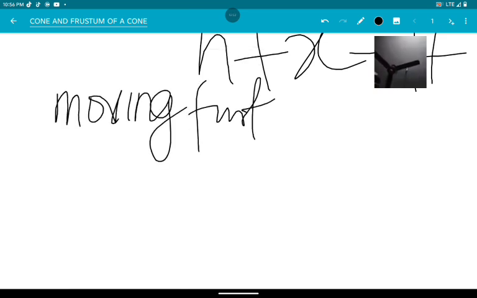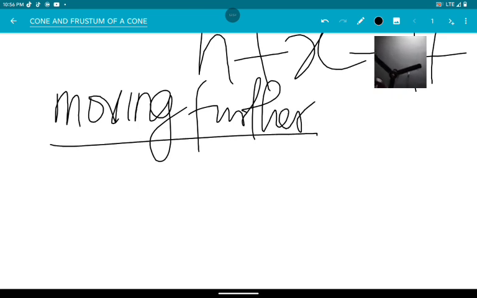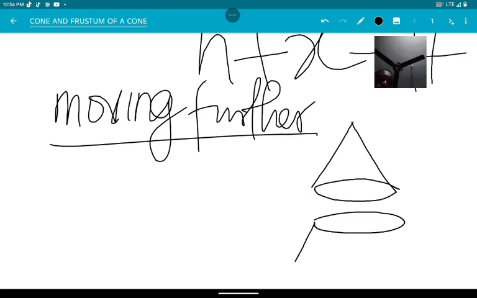Moving further, how do we now calculate the surface area of a frustum? So we have something like this. Surface area of a frustum.